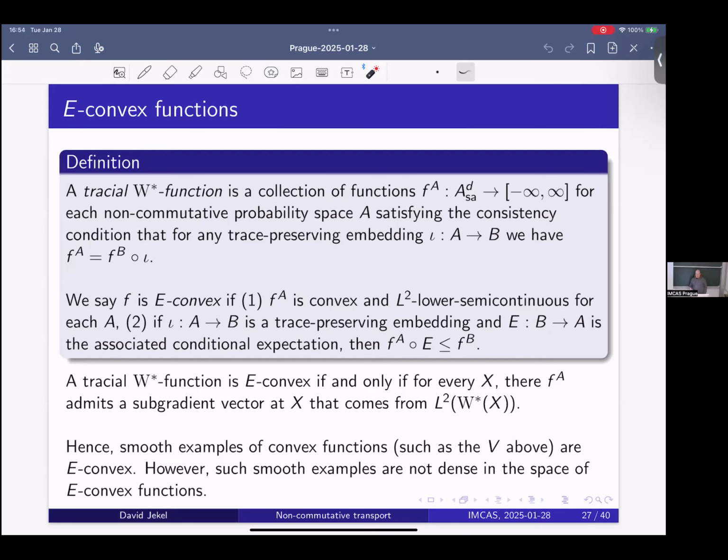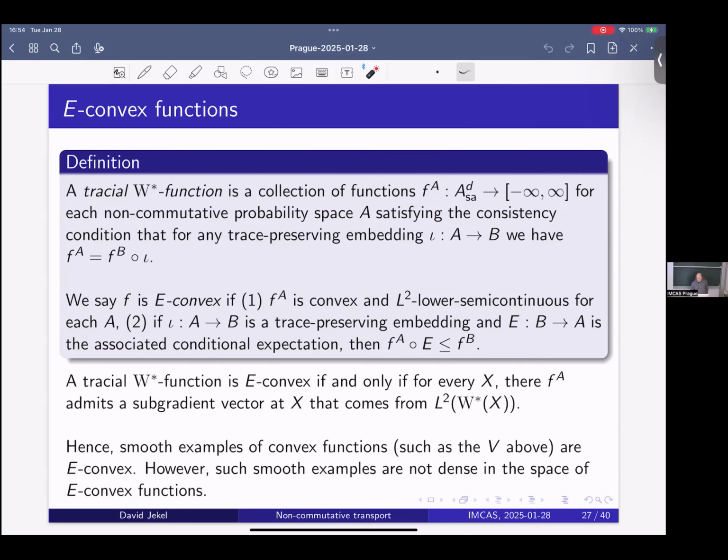But how did we define the functions? We tried to define some analog of convex functions. And what do we want? We have a function that you can evaluate on any tracial von Neumann algebra. So if you want, it's really a tuple of functions, one version for each von Neumann algebra. And you want some kind of consistency condition: if you embed one von Neumann algebra into another in a trace-preserving way, then the value of the function will be the same if you evaluate it on the image of x versus on x itself.